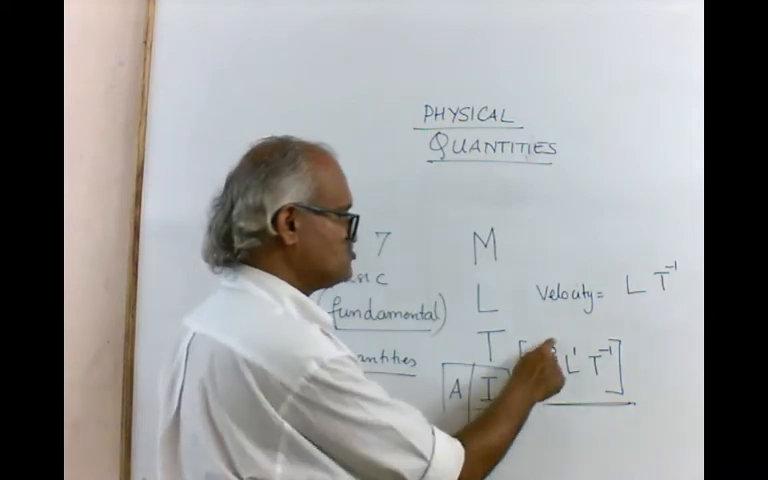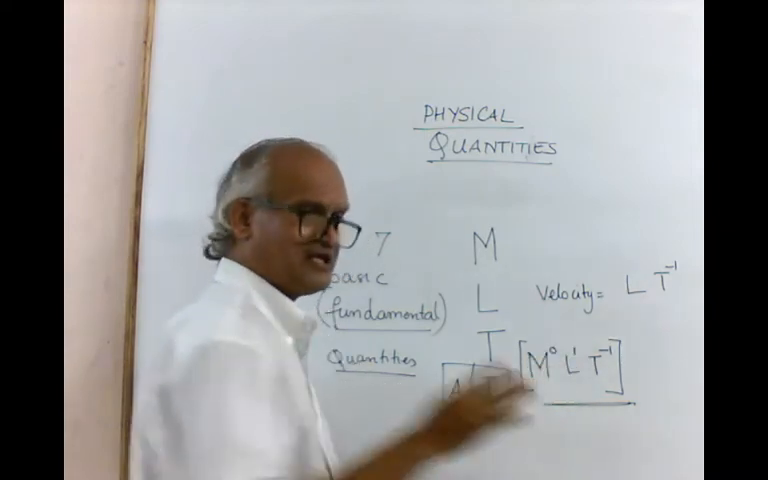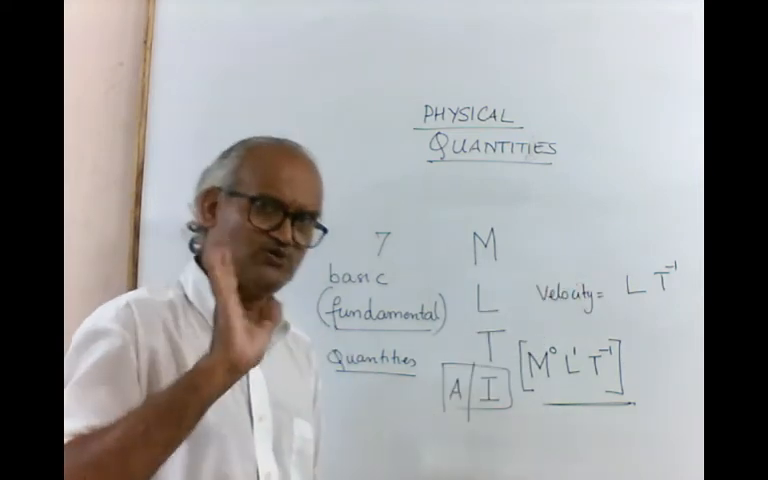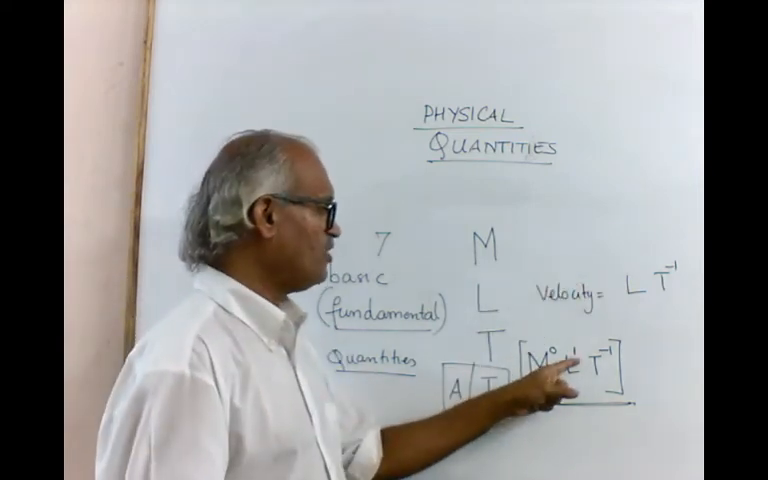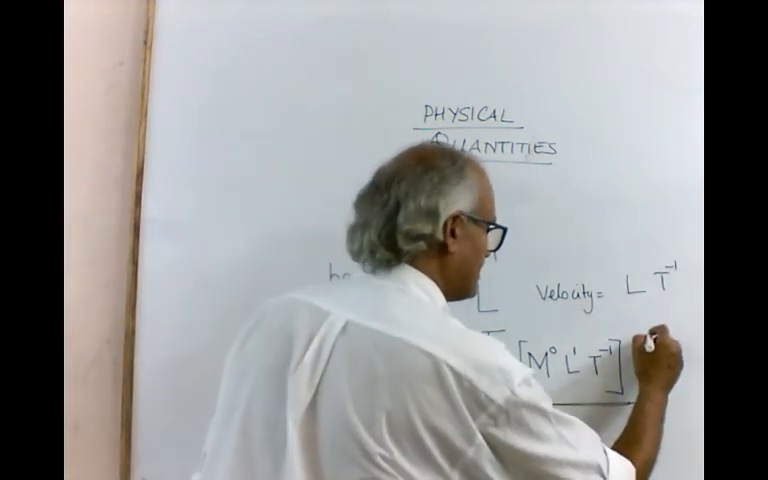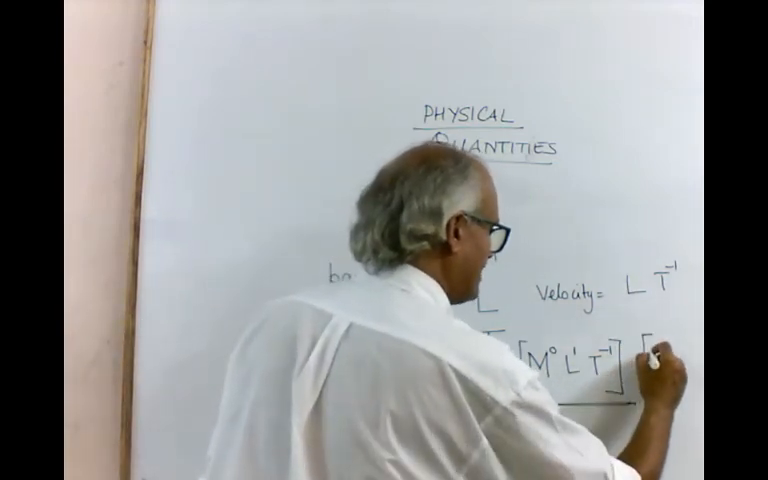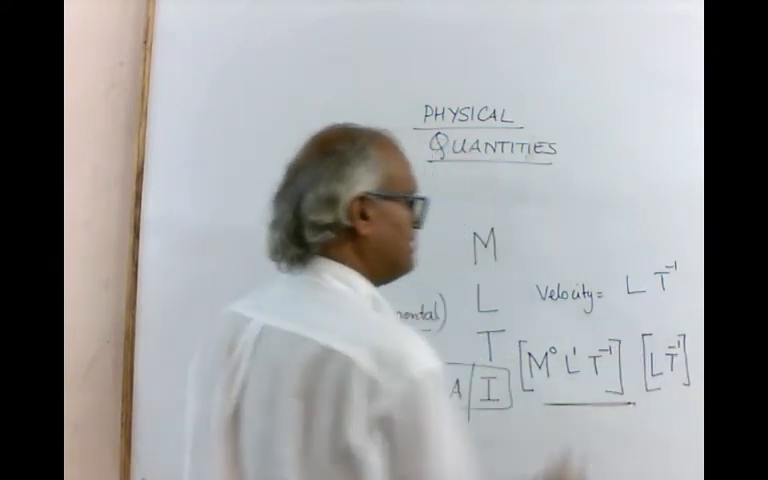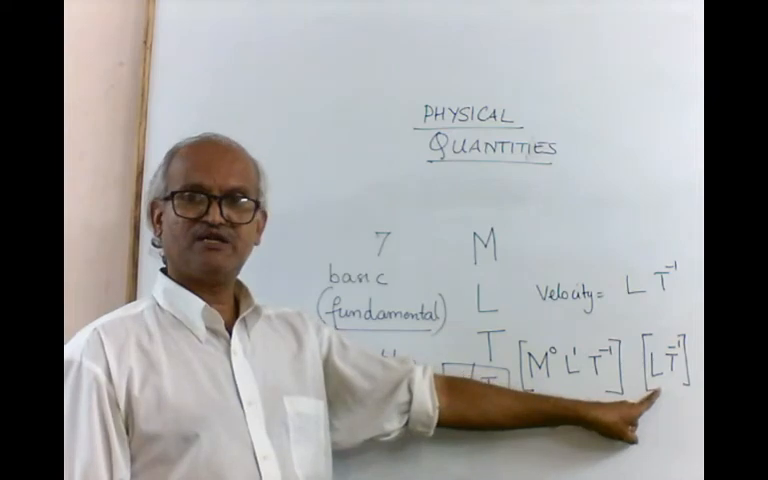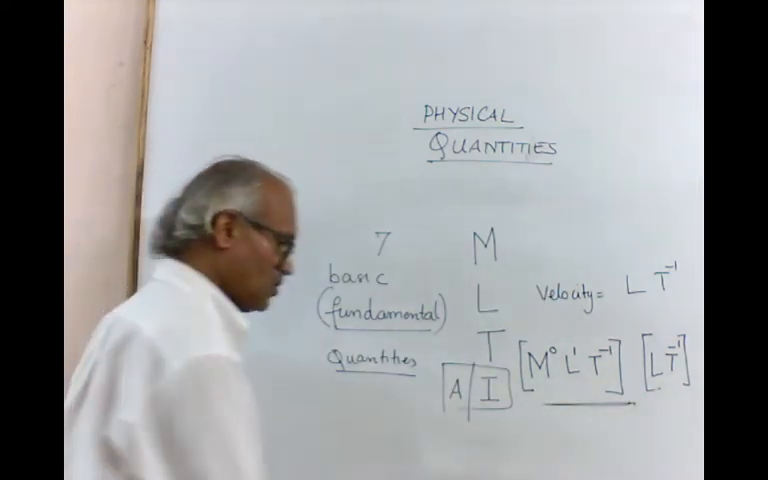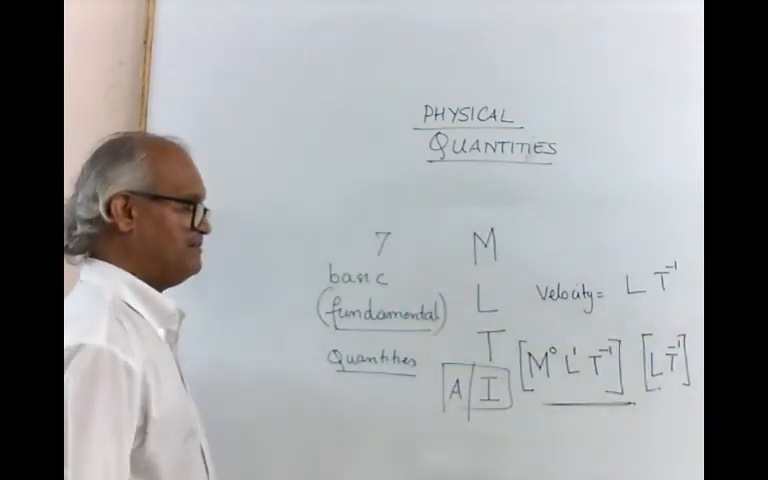So m raised to 0, L raised to 1, something raised to 1, you don't need to write even the 1, you can just write L. So m0 L1 t minus t raised to -1, which you can shorten and write simply in square brackets as L t raised to -1. This becomes the dimensional representation of velocity. So this is what we mean by dimensions.